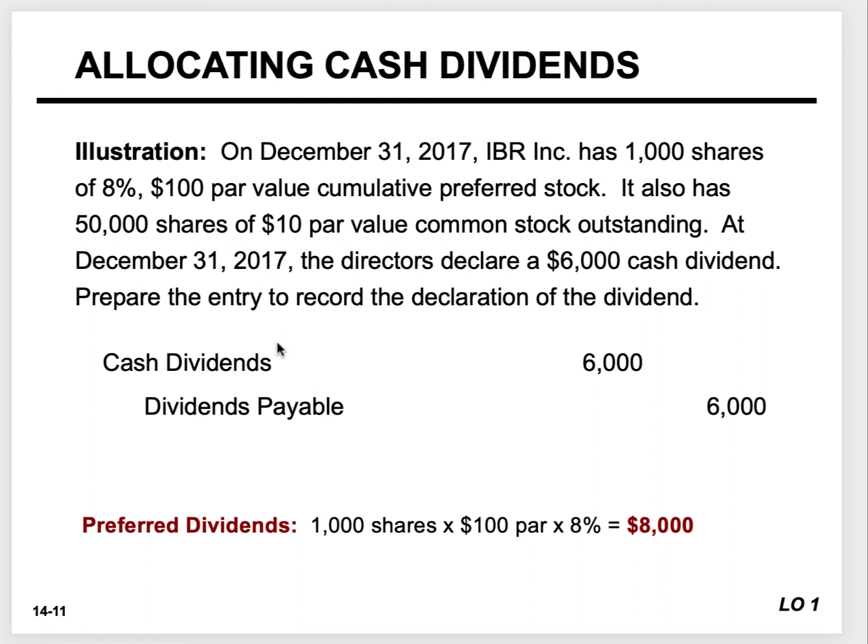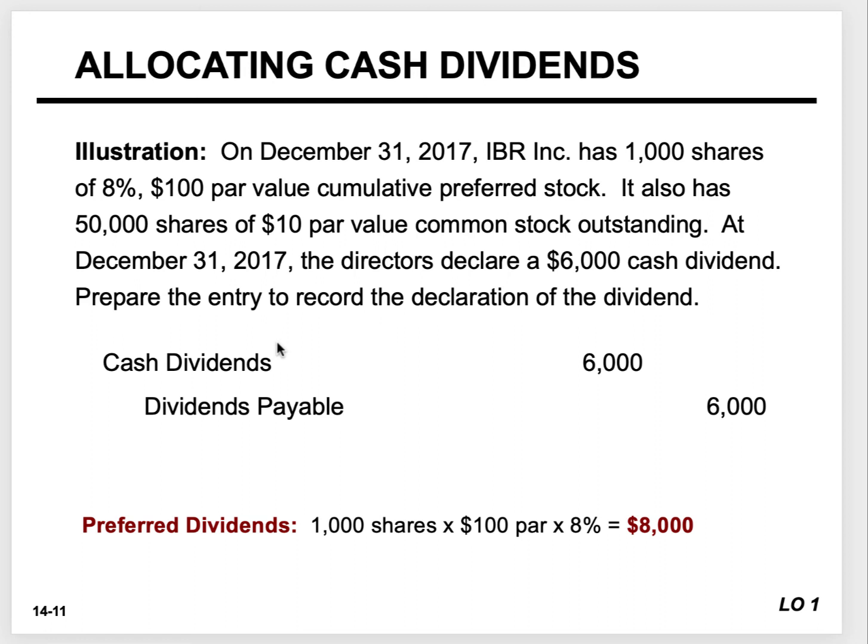The company just told us we're paying $6,000 in dividends. We need to figure out what we're going to pay, okay? So let's see what we got here. We acknowledge the fact that there is a legal obligation for the $6,000 cash dividend, right? Cash dividends debited, credited, dividends payable.